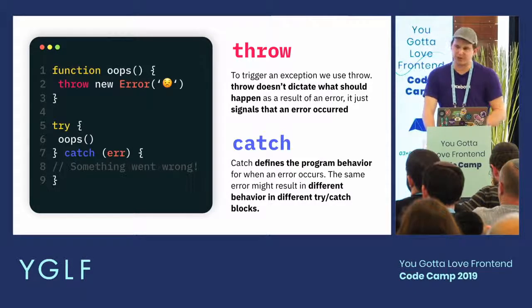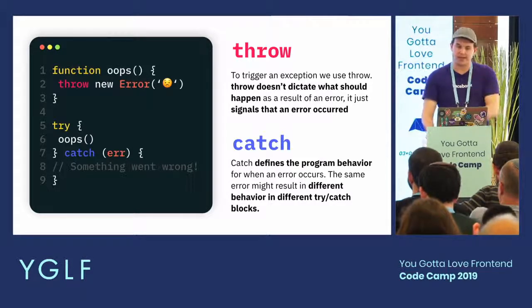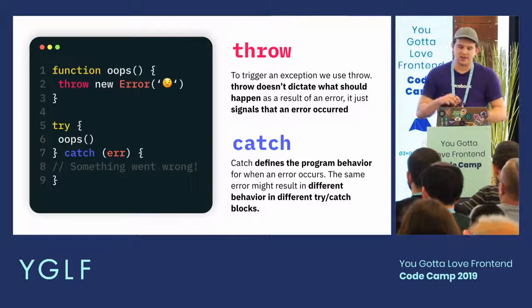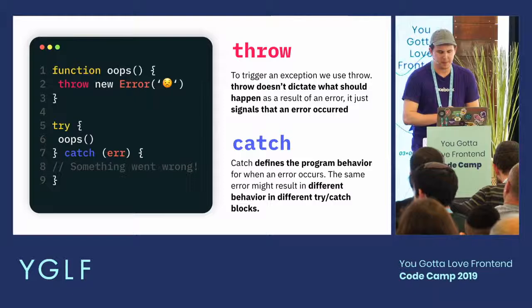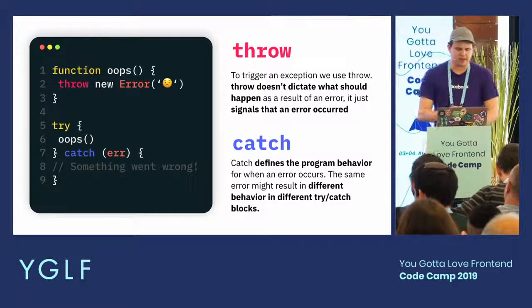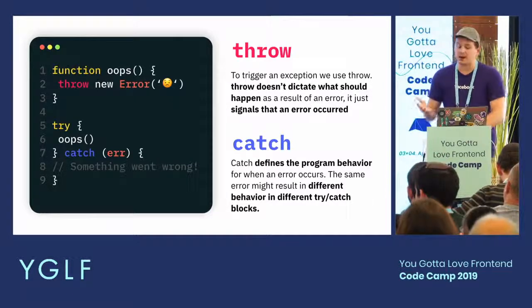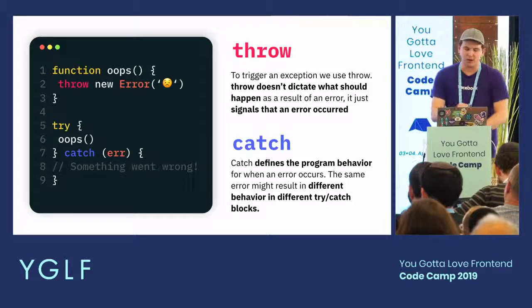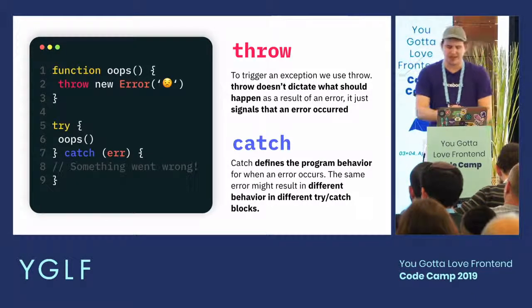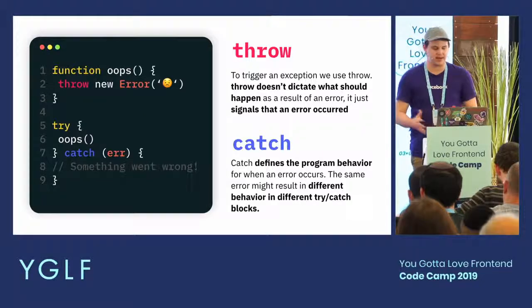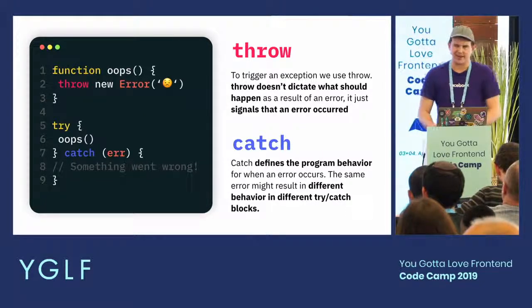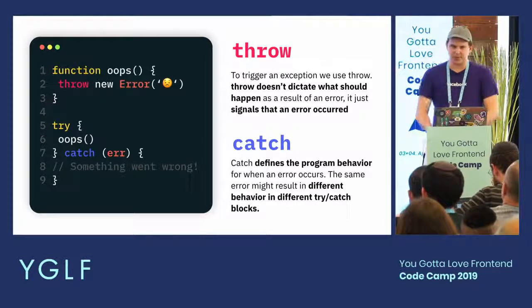And that's when catch comes in. Catch, as part of a try-catch block, is what defines the program behavior for when an error occurs. And the resulting behavior of that thrown error depends on where it is caught, so the same error thrown in different parts of the program might result in different behavior. And that's one of the main insights that I want to drive home. The act of throwing an error and the resulting behavior are totally independent. And if we think about it, this pattern is really nice, right? It's really easy to use.